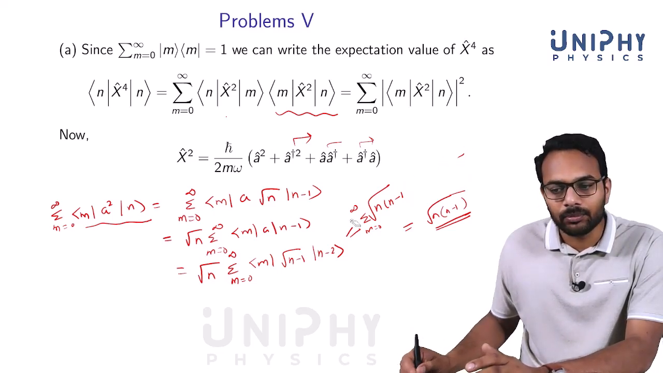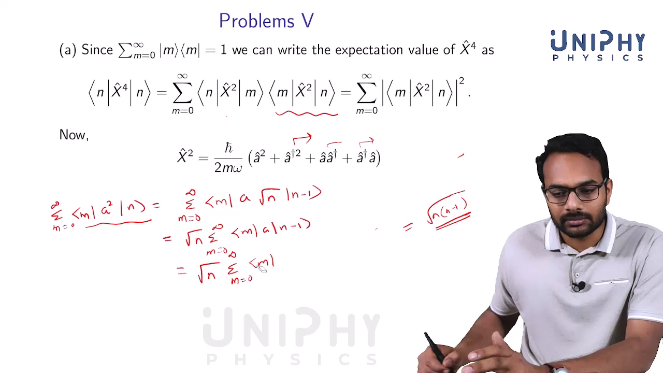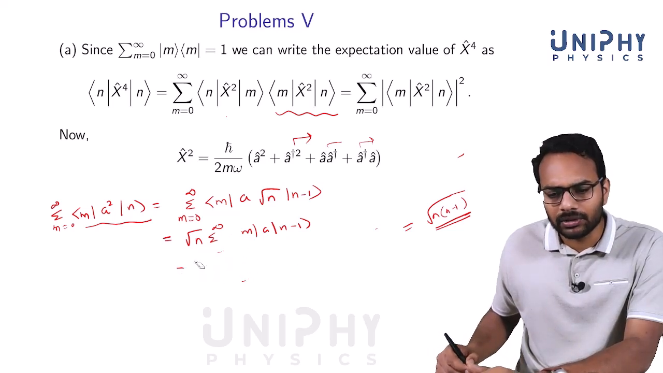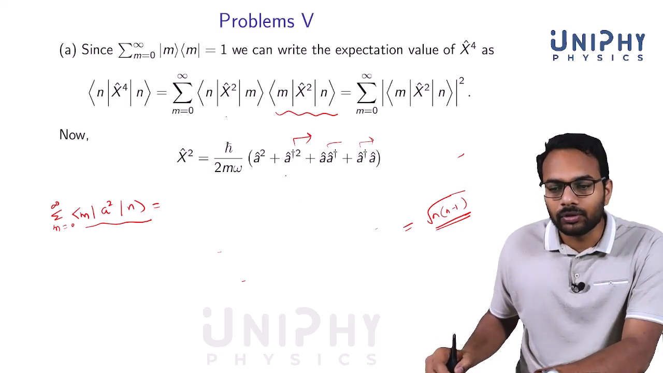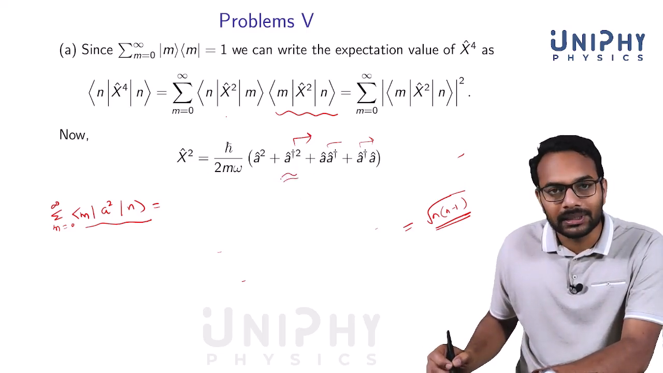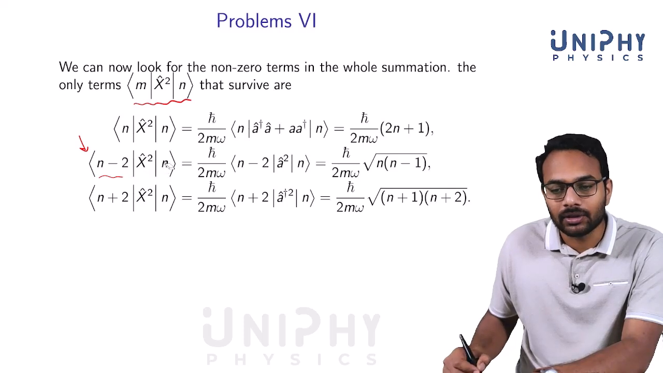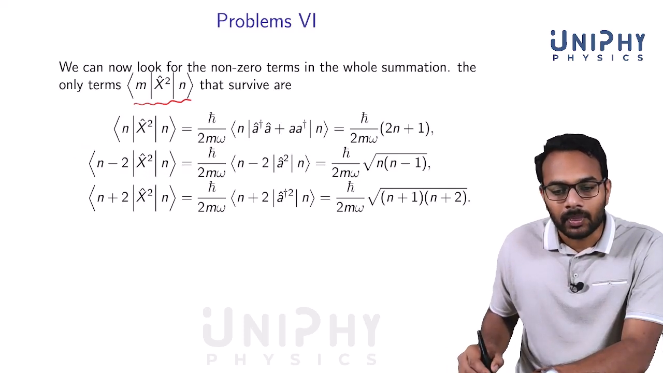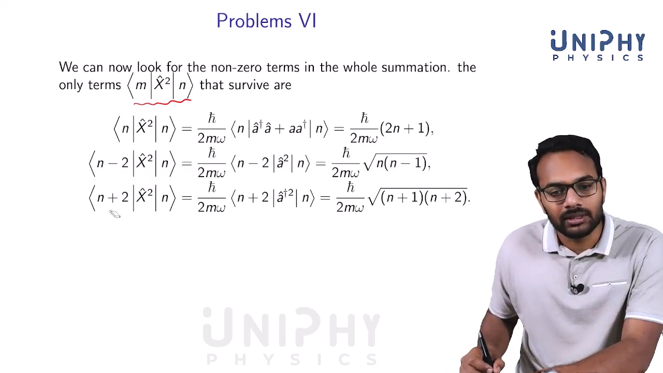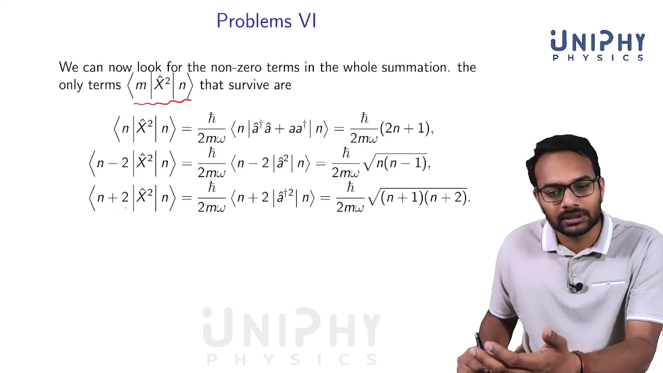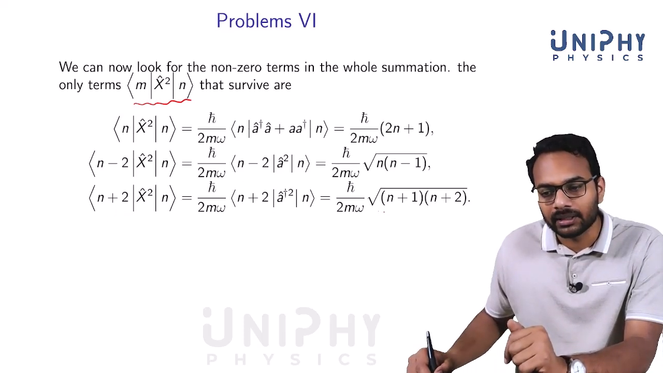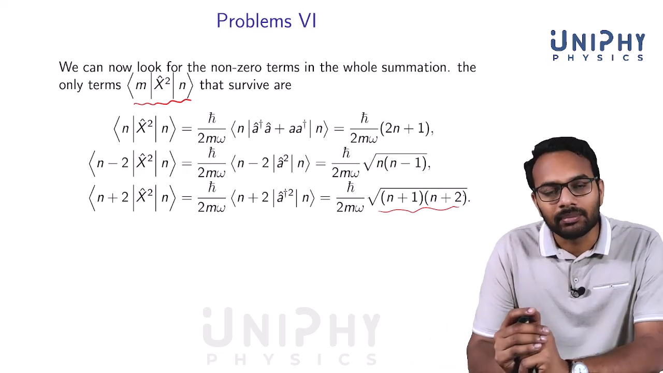In the same way we can find other terms. I want you to work it out. You know the relations, so please go through it. For the other term, when you do a† squared, you can do exactly the same thing, and you will see that the non-zero term appears for n plus 2. When you do n plus 2 in the whole summation, when m equals n plus 2, there is a non-zero term, and the factor appearing is the square root of (n+1)(n+2).